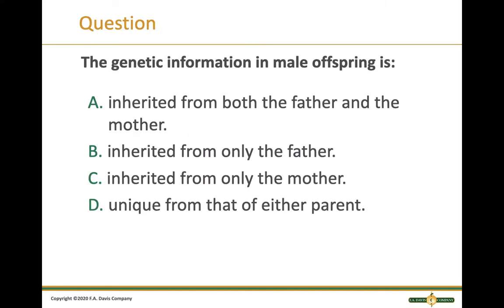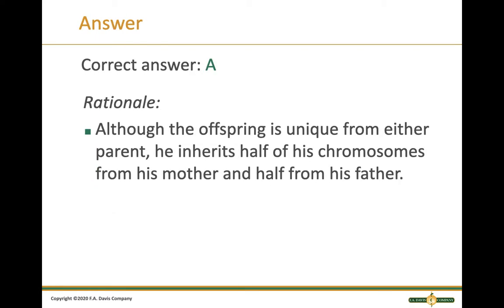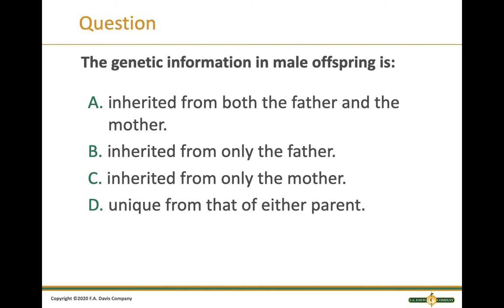Question for you. The genetic information in male offspring is... And the correct answer is A. It's inherited from the father and the mother.